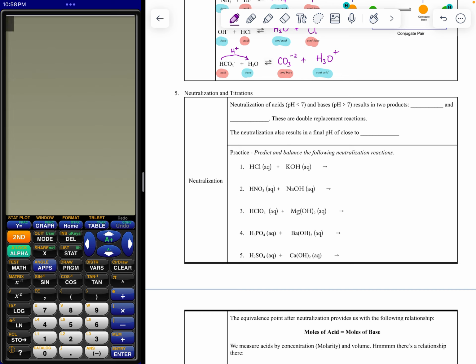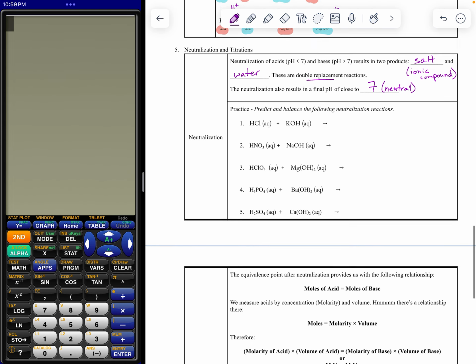bases, vice versa. So when we have these neutralization reactions occur, it does result in 2 products. One of those products is what we call a salt. This is just an ionic compound that forms, and of course, water. Now, these are double replacement reactions, so we do have just a swapping of the initial ions, so to speak. But the neutralization should result in a pH that is relatively close to 7, which is neutral.